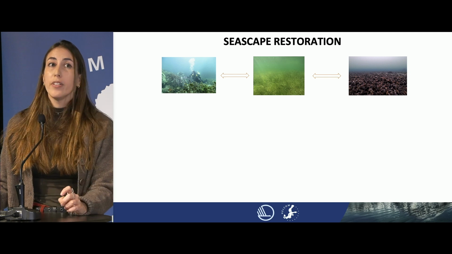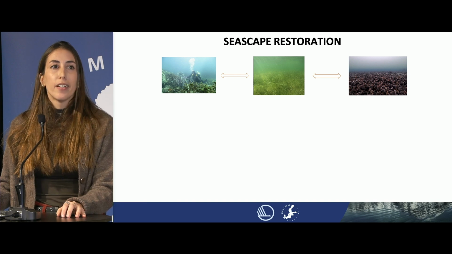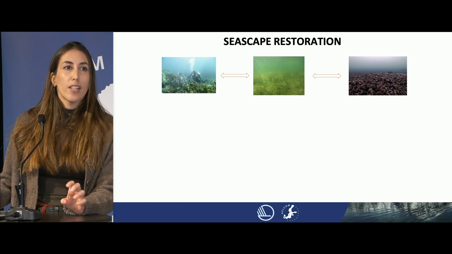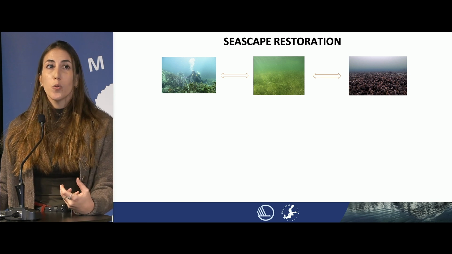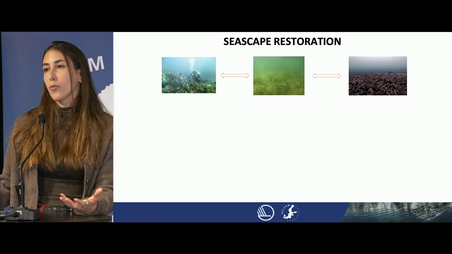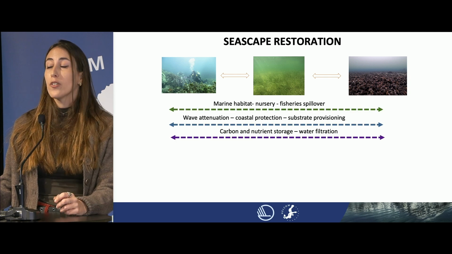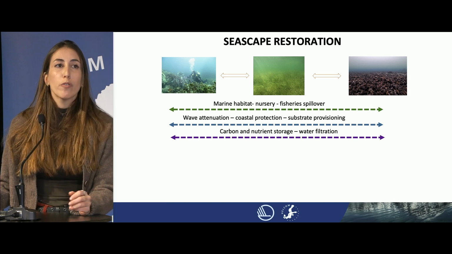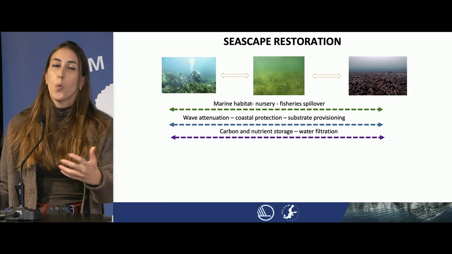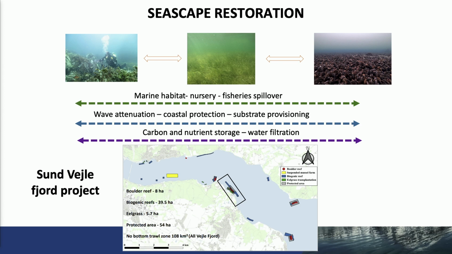And then I was talking about seascape restoration. Talking about the main restored habitats in Denmark, we have eelgrass, boulder reef, and biogenic reef. What if we actually put them all together, of course in locations that allow us to do that? We then have different ecosystem services from each one, such as nursery or fishery spillover, for example for birds, and then wave attenuation, coastal protection, or carbon and nutrient storage if we talk about eelgrass beds.